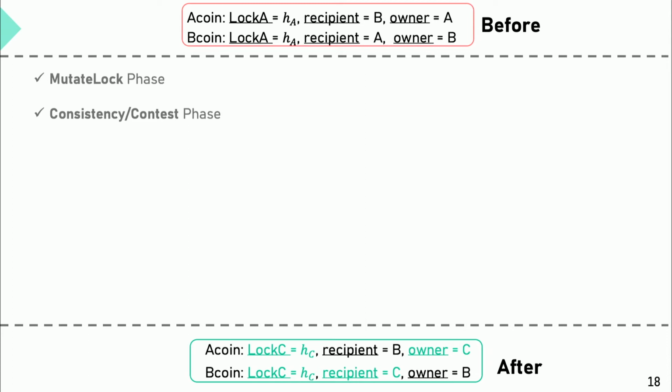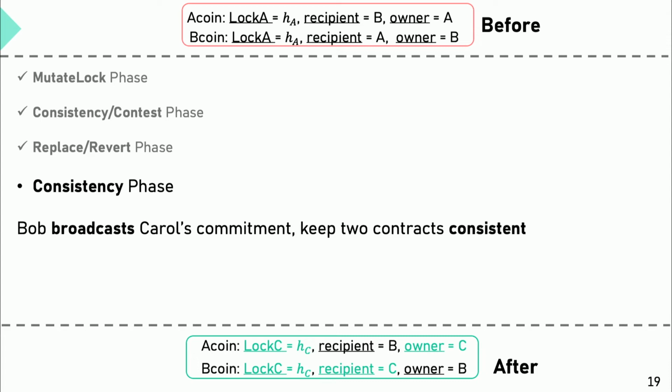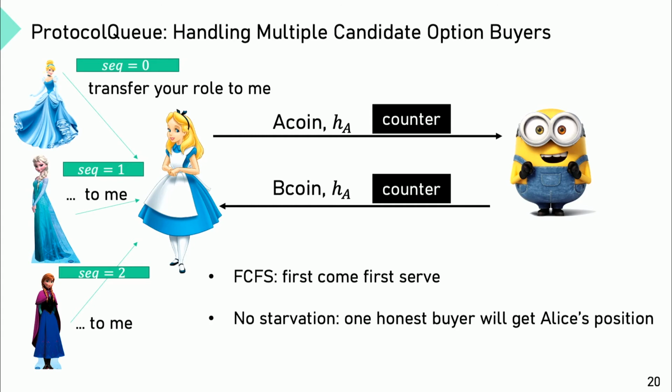Suppose both contracts are tentatively installed with the new lock and the new recipient owner. Then in the replace or revert phase, if Carol wants to replace Alice, she commits to make those changes permanent. She calls the replace function and sends the commit secret, which is a pre-image of the commit lock, to commit the replacement. Then in the consistency phase, Bob broadcasts Carol's commitment to keep two contracts consistent. After this phase, both contracts are either permanently installed with the new lock and new recipient owner, or reverted to its old state.